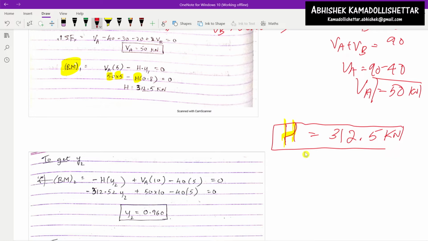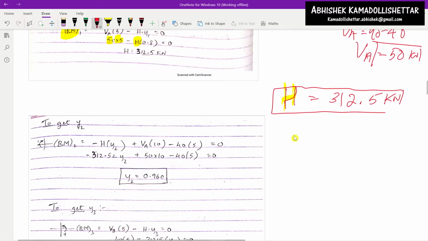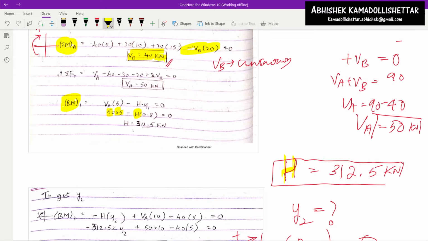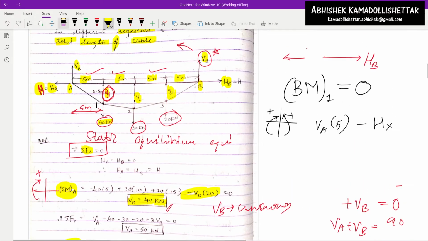Okay, now what we have to do is get the value y2. To get the value y2, again we have the condition that the bending moment at location 2 is equal to 0. Again same thing here, left side clockwise positive. So again we have to do the same calculations here, but make sure the diagram is correctly taken. So for bending moment at 2, I'll just clear off the other things here.